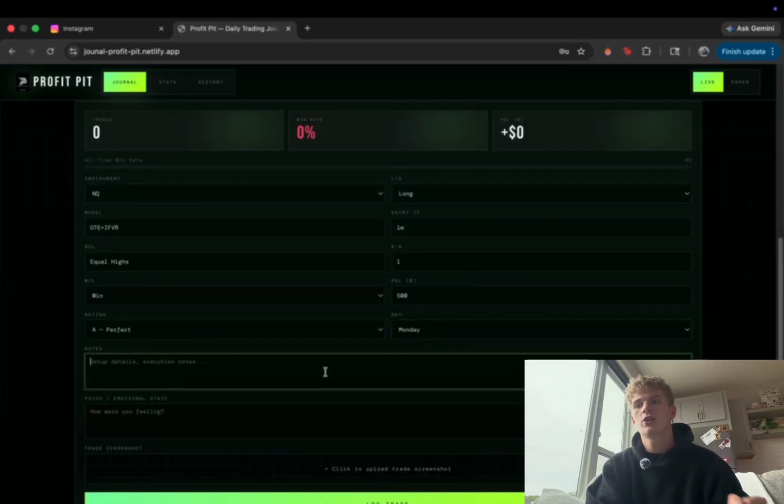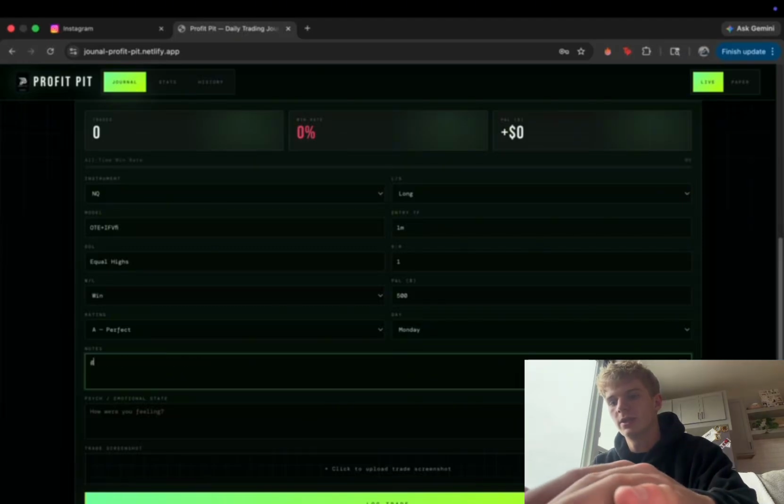And notes. This is where you write out how you would in your normal journal, like had a bullish bias coming into the day, this happened, and then this happened, and this is what I did when that happened. Like, you guys get it. So we'll just say good setup because I'm not writing all that.